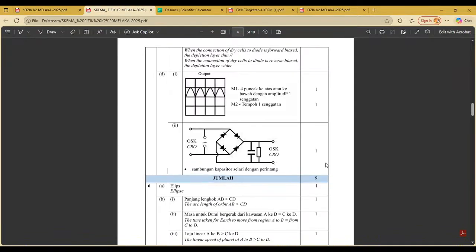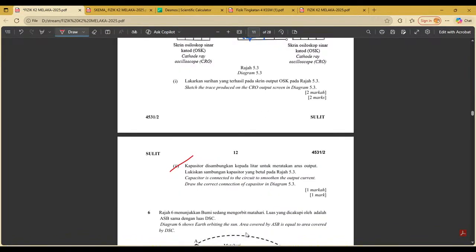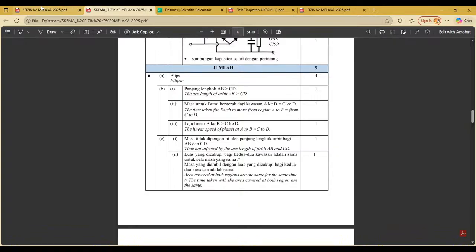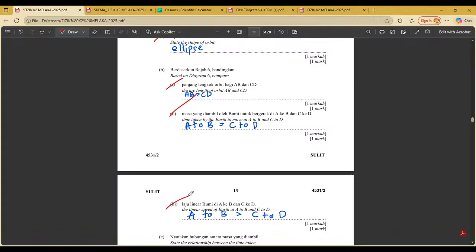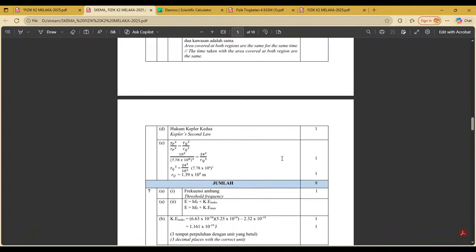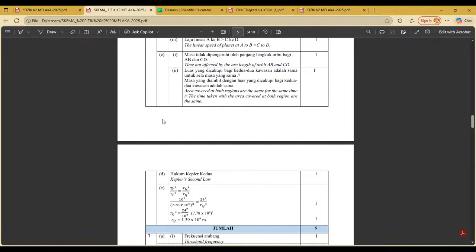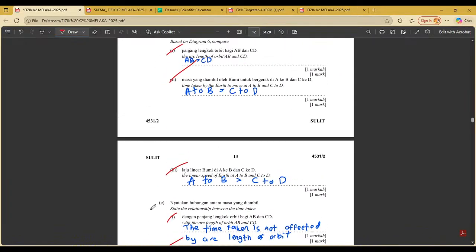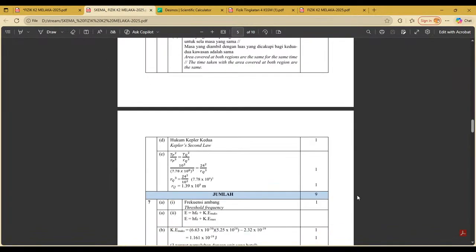And then 9 to 8. So next, A B C D. A to B is equal to C to D. A to B greater than C to D. Timeline not affected, area of global region, steps per second. 1.39 times 10 to the 9. So this one is full. 9.